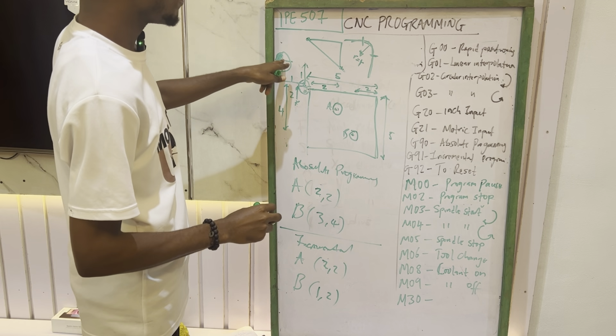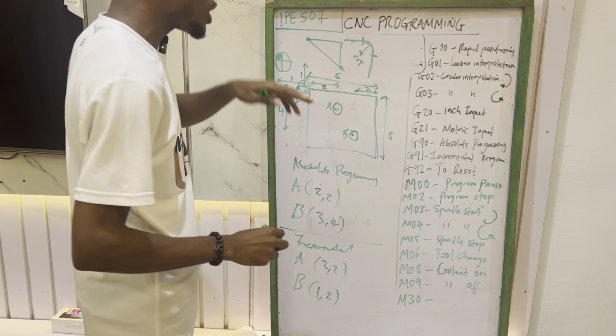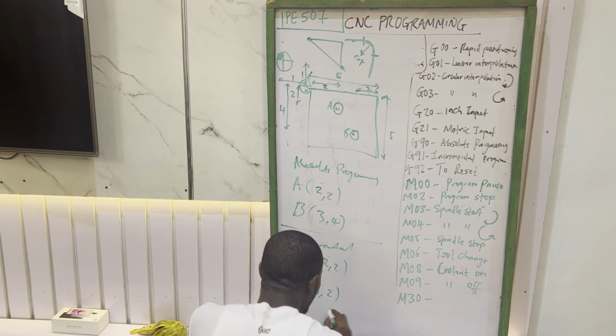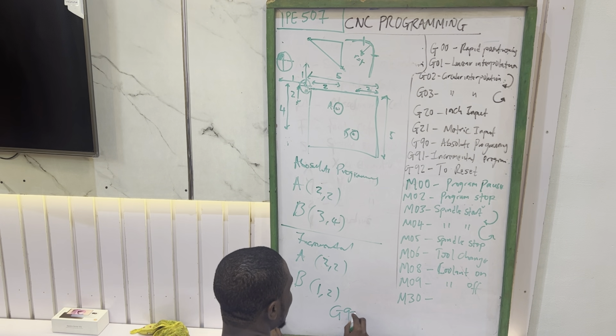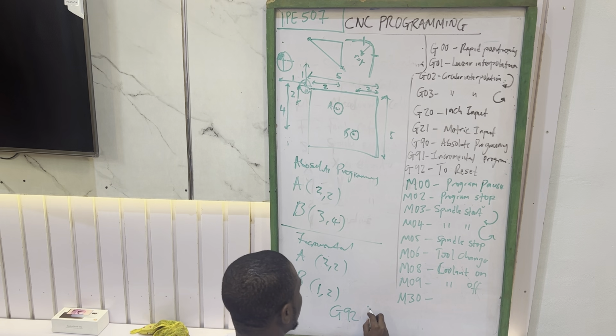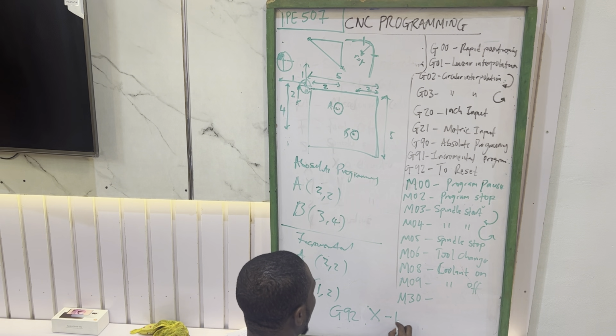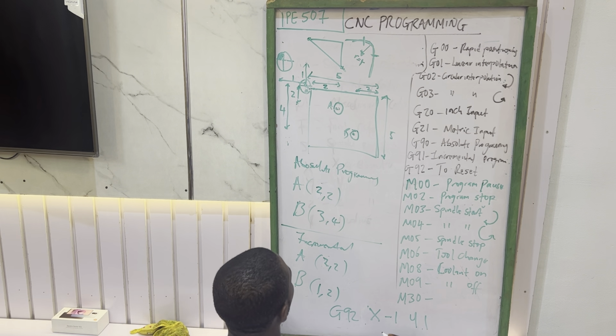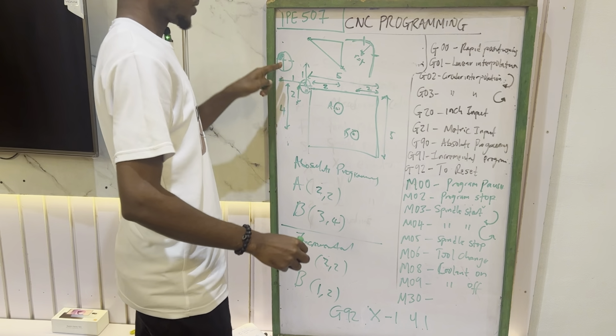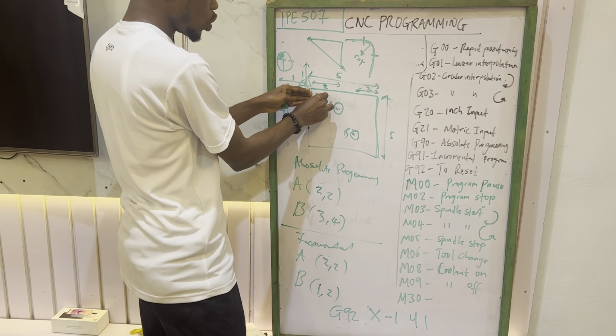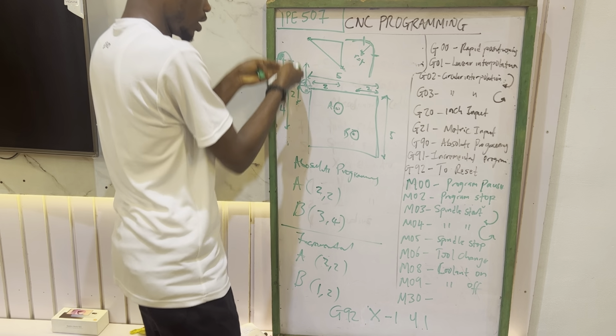So if we want to now move our particular tool using the G92 code, that will give us G92, and you say X -1, Y +1. Do you get? Moving it from here to here. X -1, you take it like this guy is what is moving, negative, then positive.